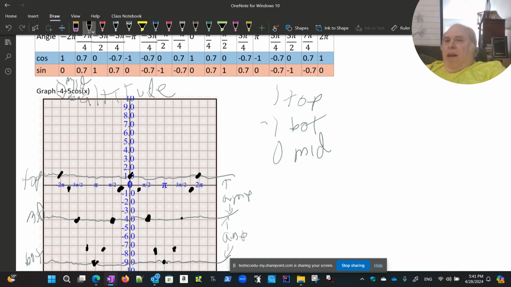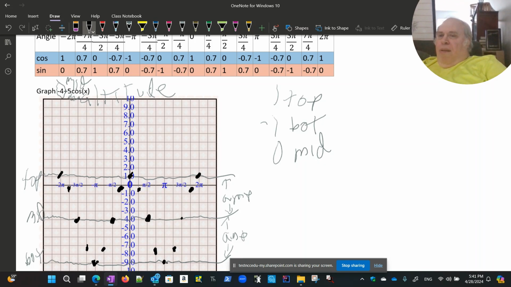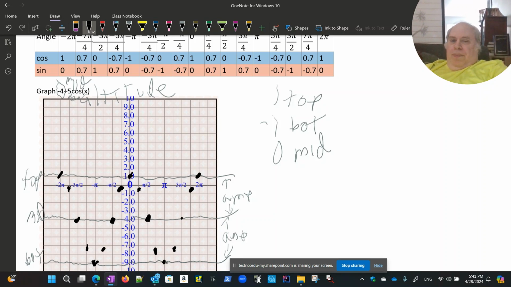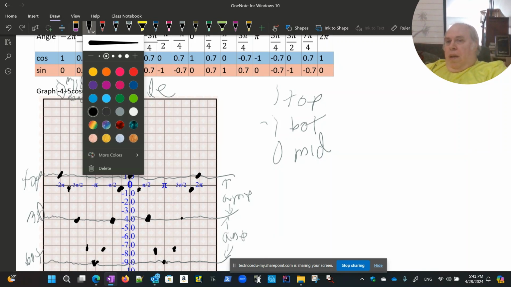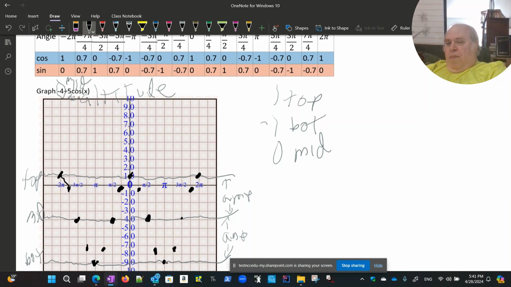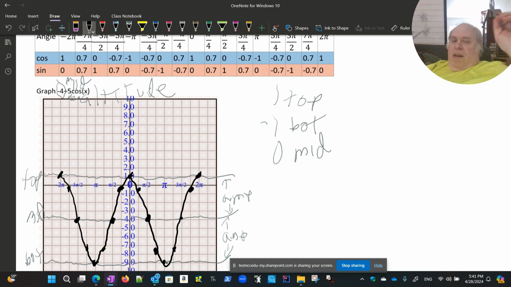And now I know how to draw my curve. I'll use a thinner line to connect the dots, basically. Now, to check my work, I use my graphing calculator.